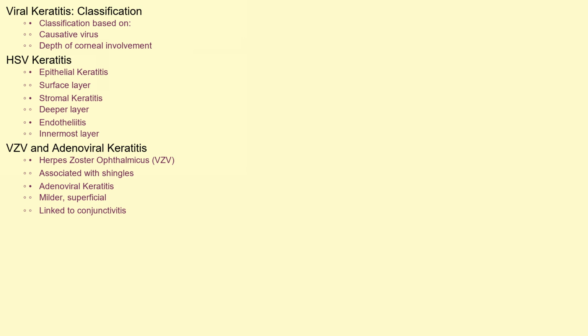Viral keratitis can be classified based on the causative virus and the depth of corneal involvement. In the case of HSV, we have epithelial keratitis, affecting the surface layer, stromal keratitis, affecting the deeper layer, and endotheliitis, affecting the innermost layer. Herpes zoster ophthalmicus, caused by VZV, is characterized by its association with shingles. Adenoviral keratitis often presents as a milder, superficial form and can be linked to conjunctivitis.